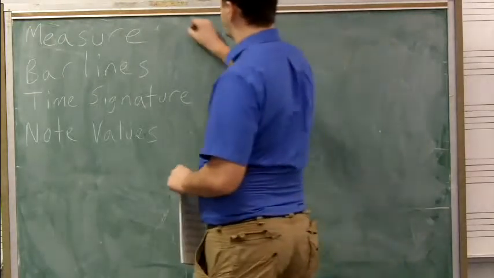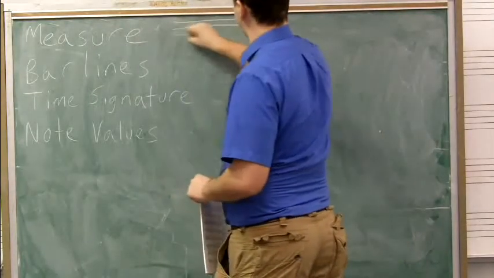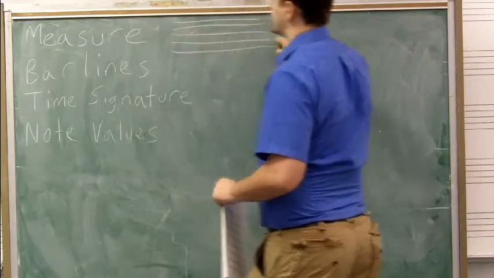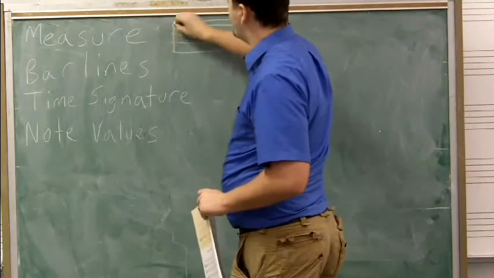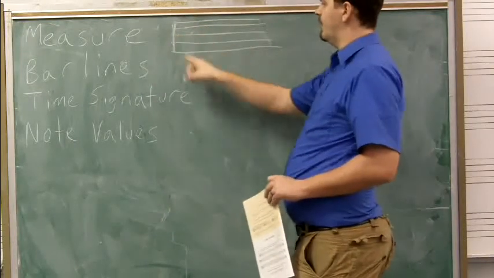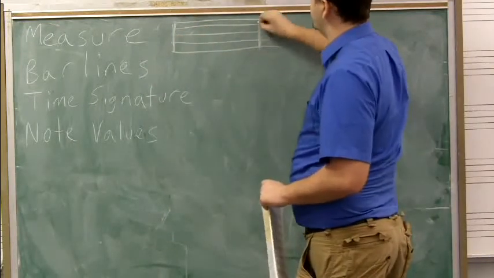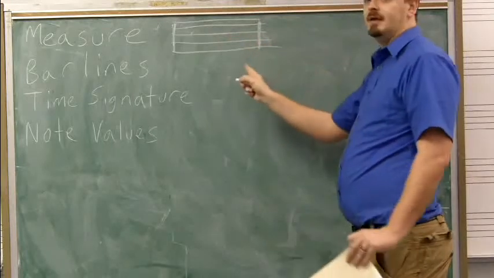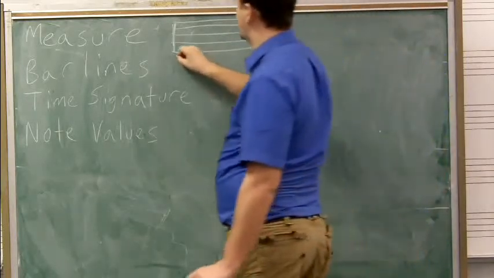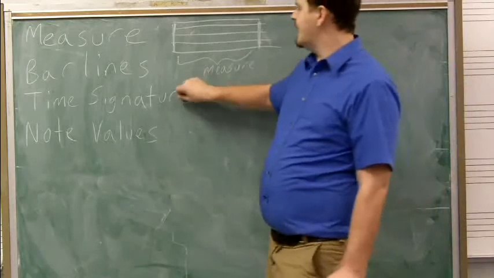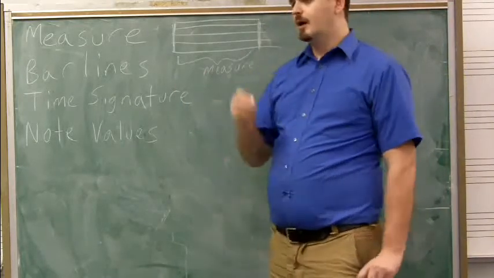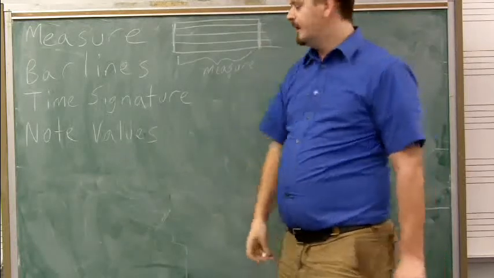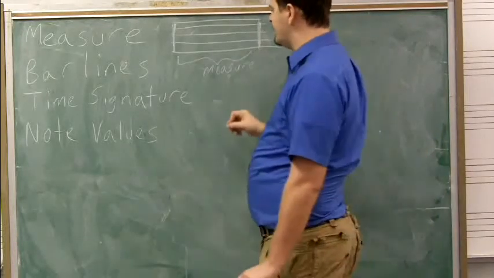A measure is created when you take a staff, and hopefully you can see this, and you draw a bar line. These are bar lines, and when you have two bar lines surrounding it, that creates a measure. Now, a time signature tells us two things. It tells us how many beats are in a measure.